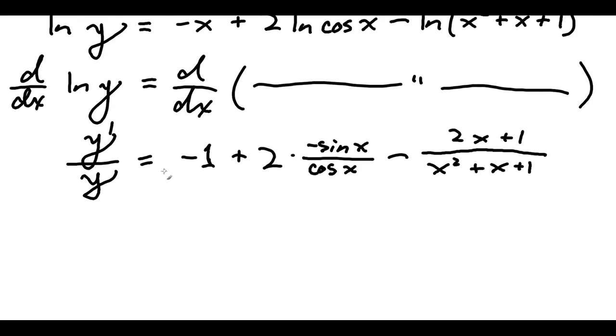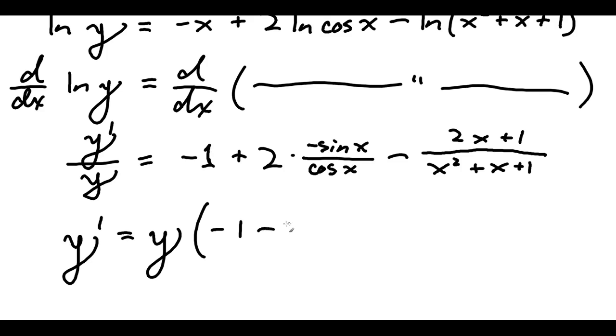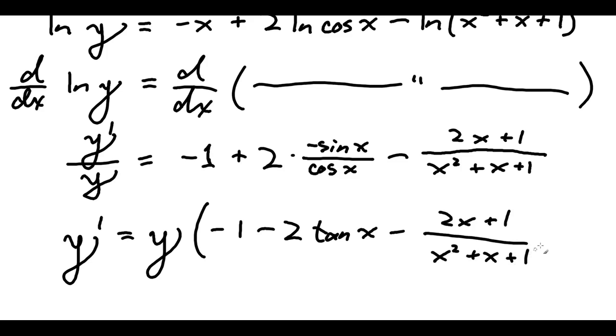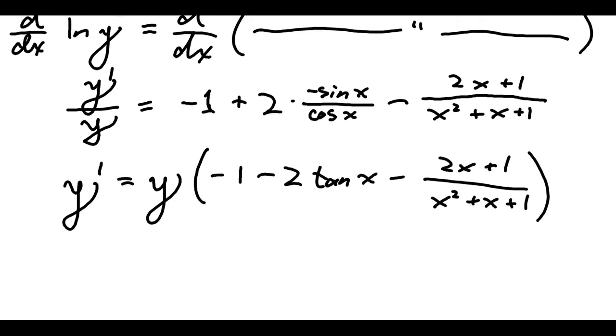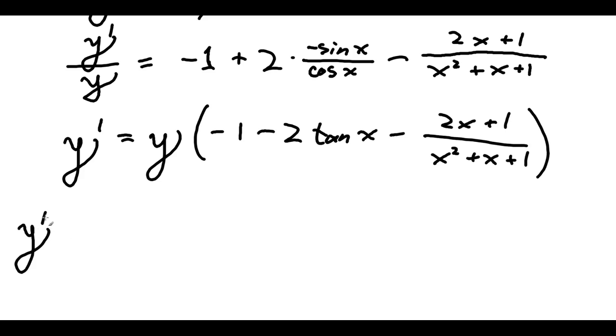So, trying to get y prime by itself, we see that y prime is equal to, if you multiply both sides by y, you get y times, how do I want to do this? Yeah, parentheses are fine. We have negative 1 minus 2 times the tangent of x minus 2x plus 1 over x squared plus x plus 1. For some purposes, this might be good enough. For many other purposes, you might actually want to write this explicitly in terms of x.